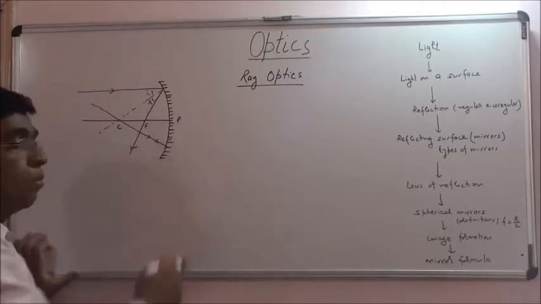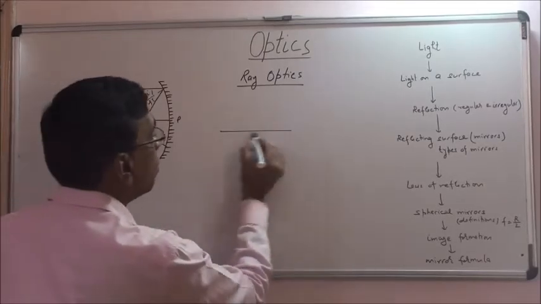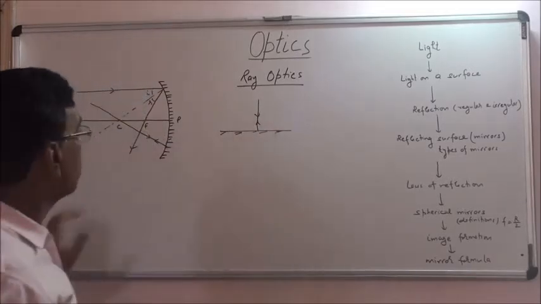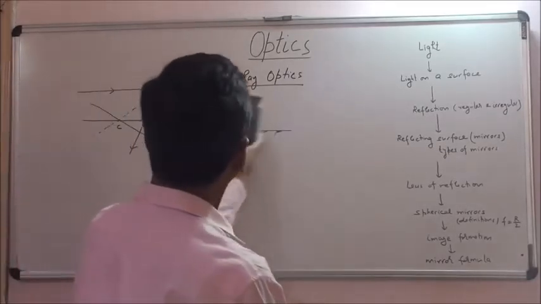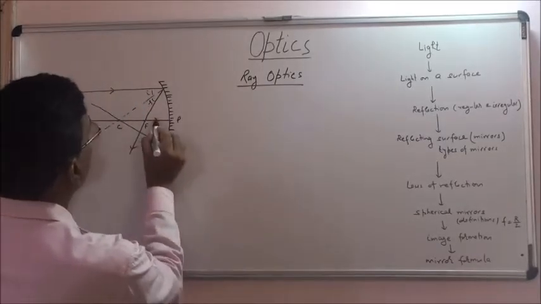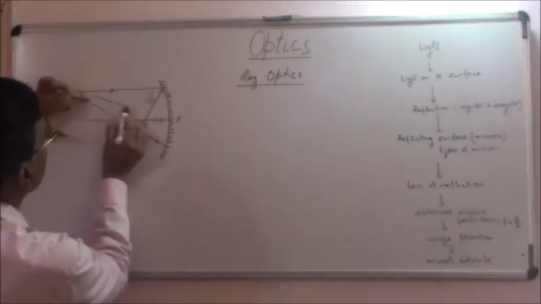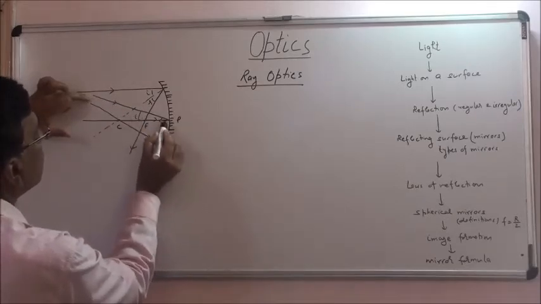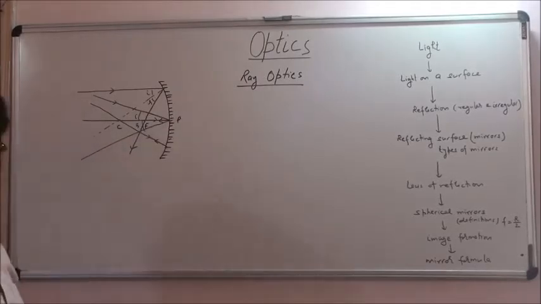It is striking the mirror along the normal. It is just like this case in a plane mirror. It is striking along the radius, along the perpendicular, so it will return. Same way, if I take this light ray, this is also passing through the center, it will also return the same way. If I take any other light ray, for example this one, so this is the normal, this is angle of incidence, this is angle of reflection. You can take like this.